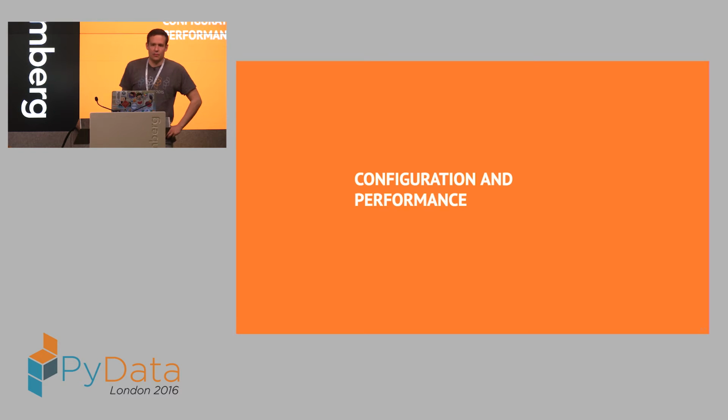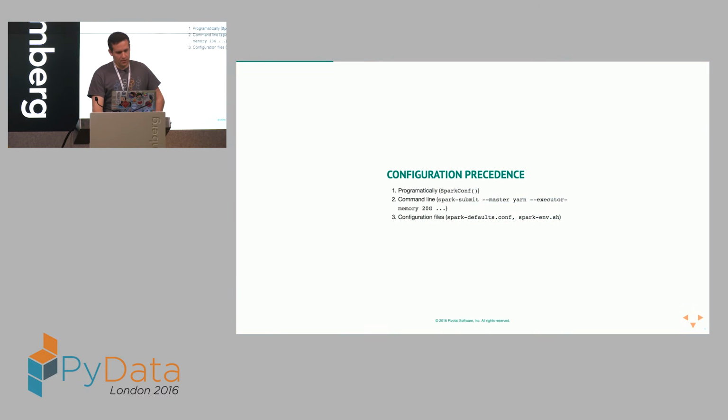Configuring Spark is actually the most difficult part in practice, what we have encountered. So, first of all, let's have a look at configuration precedence. There are three places in PySpark where you can set your configuration. First of all, programmatically within your actual script using the SparkConf command. Then you can pass configuration options on the command line. And finally, you can set all the options also in the Spark configuration files.